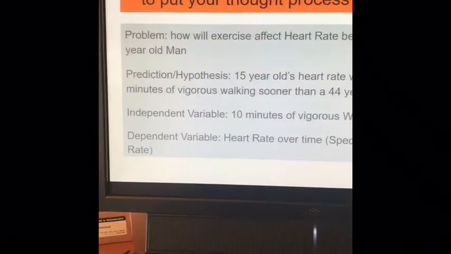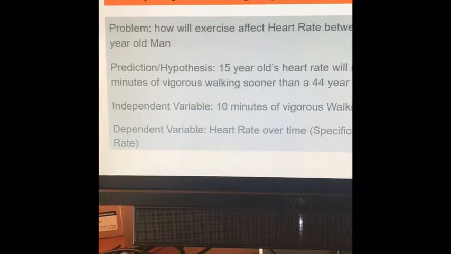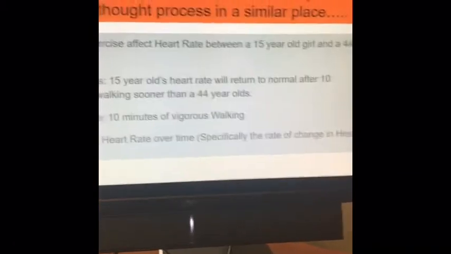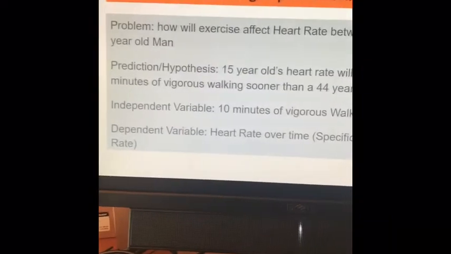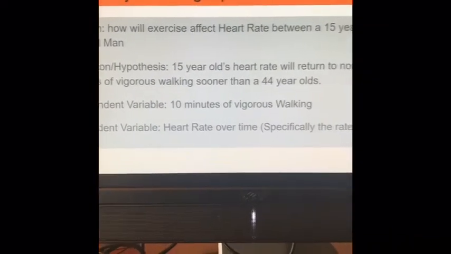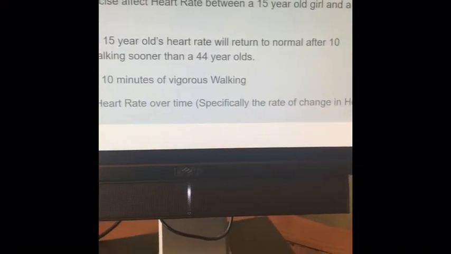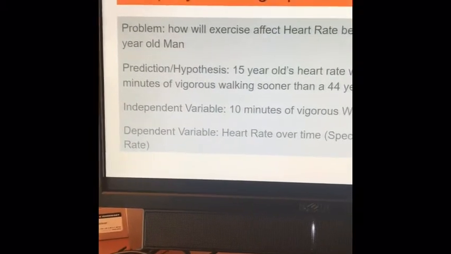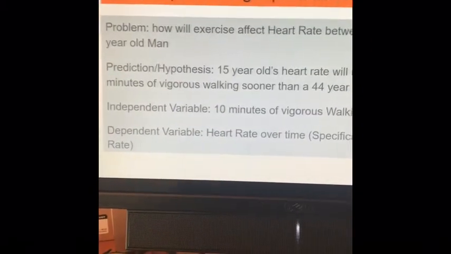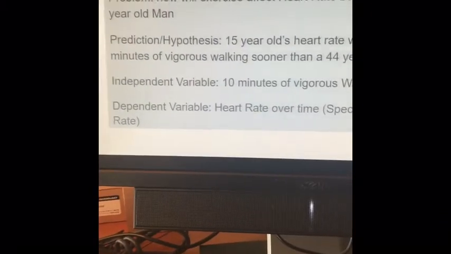So the problem is, how will exercise affect heart rate between a 15-year-old girl, as in my daughter, and a 44-year-old man, which is me? And my prediction is that the 15-year-old's heart rate will return to normal after 10 minutes of vigorous walking sooner than a 44-year-old's. And so there's my variables, independent and dependent.